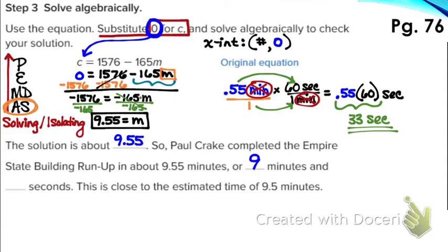So 9 minutes, 33 seconds. Was our other estimate of 9 minutes and 30 seconds pretty close? Yeah. Did we have a reasonably close estimate using our graph? Yeah. Yes. All right.